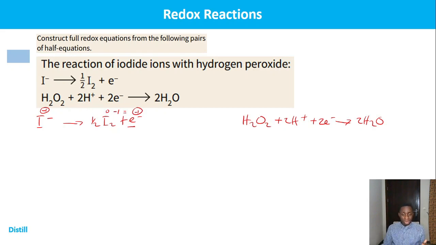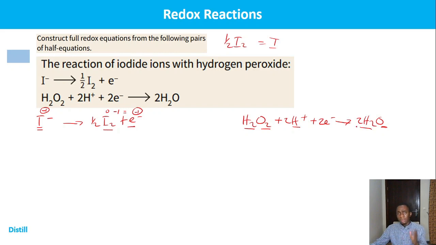What about the number of atoms? We have one atom of iodine here, and one atom of iodine here, because half of I2 means I. The second member of the pair, we have 4 hydrogen atoms here: 2 hydrogen atoms here and 2 hydrogen atoms here, making 4 hydrogen atoms. And what about this side here? We have 4 hydrogen atoms here. That is balanced. What about the number of oxygen atoms? We have 2 oxygen atoms here, and 2 oxygen atoms here, because these 2 multiply through.